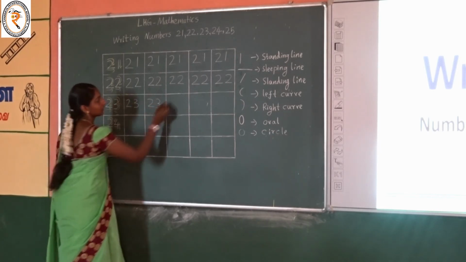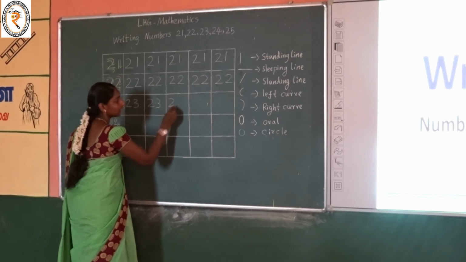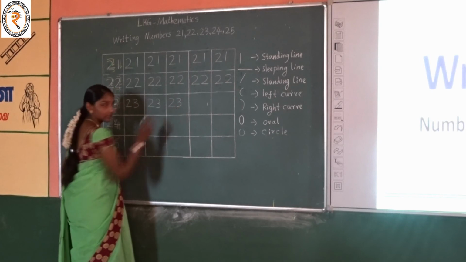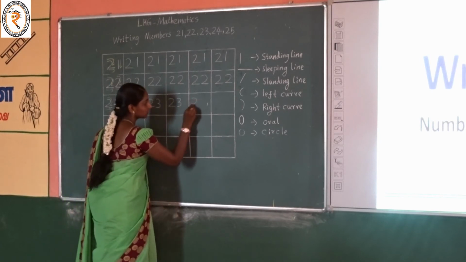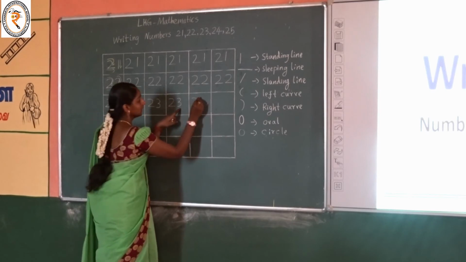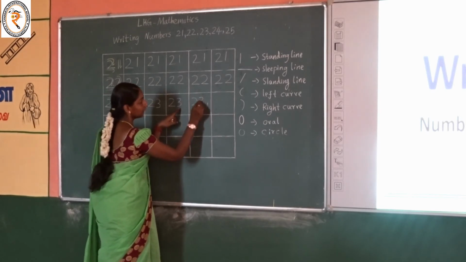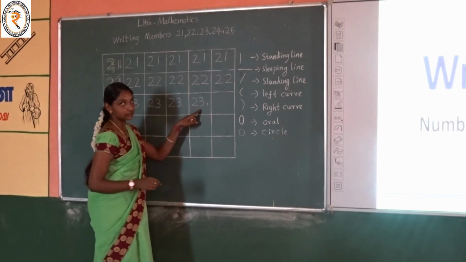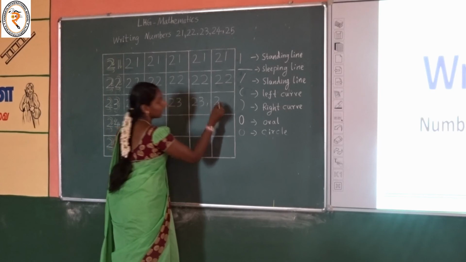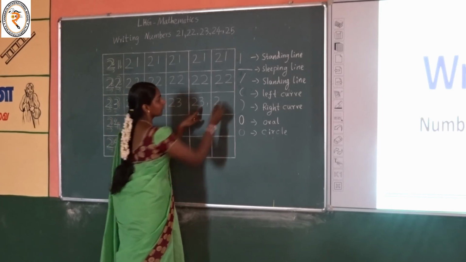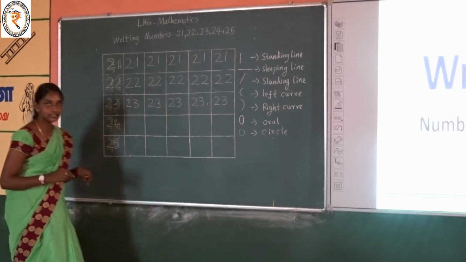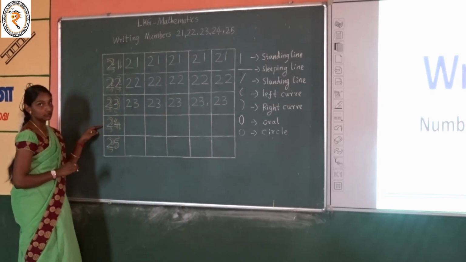Okay, like this. For 2, put a right curve and sleeping line. For 3, put 2 right curves like this. For the number 3, put a right curve and once again put a right curve. Okay, children. For the number 2, put a right curve like this and sleeping line. For number 3, put 2 right curves like this. Okay, children, is it clear? Shall we move to the number 24?